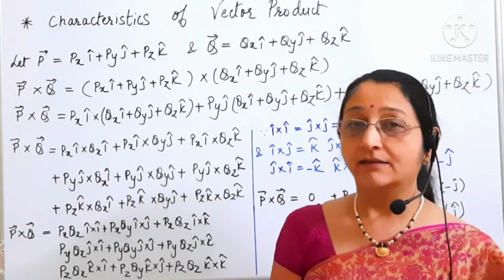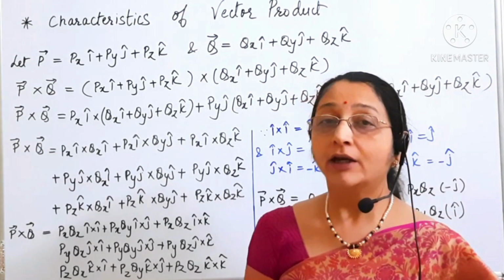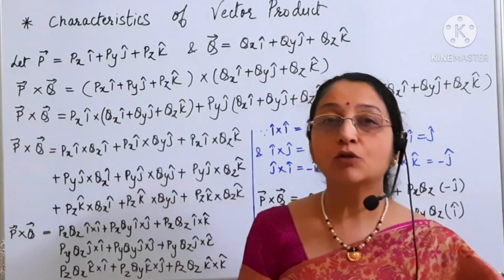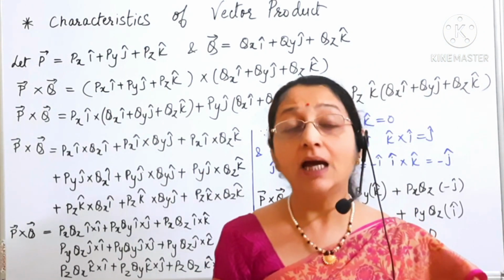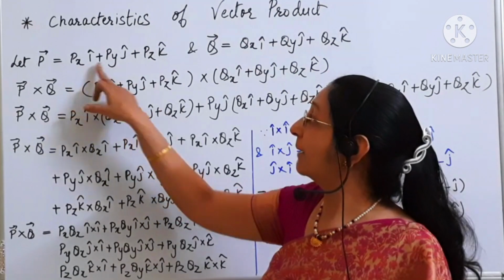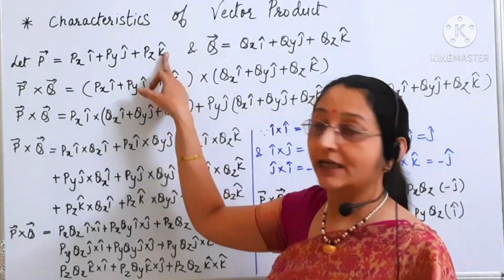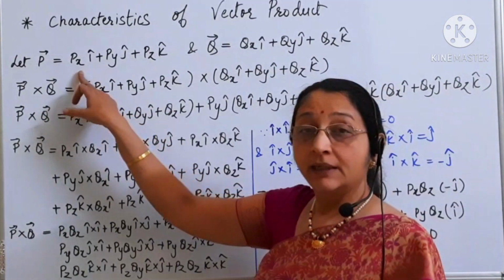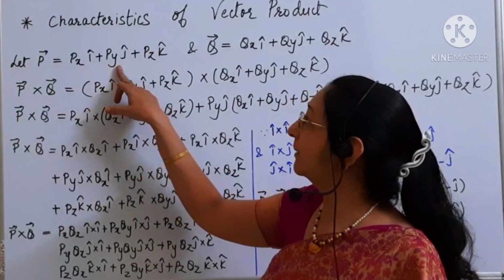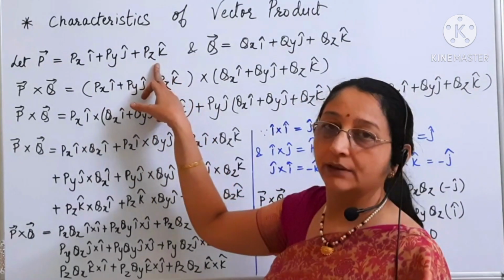So the next characteristic of the vector product we are going to discuss. We are taking the vector p in terms of its rectangular components, that is pxi plus pyj plus pzk. So px is the x component, py is the y component and pz is the z component.